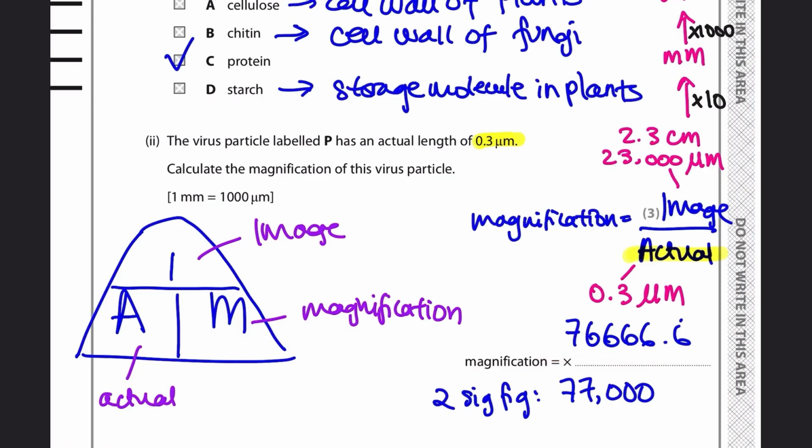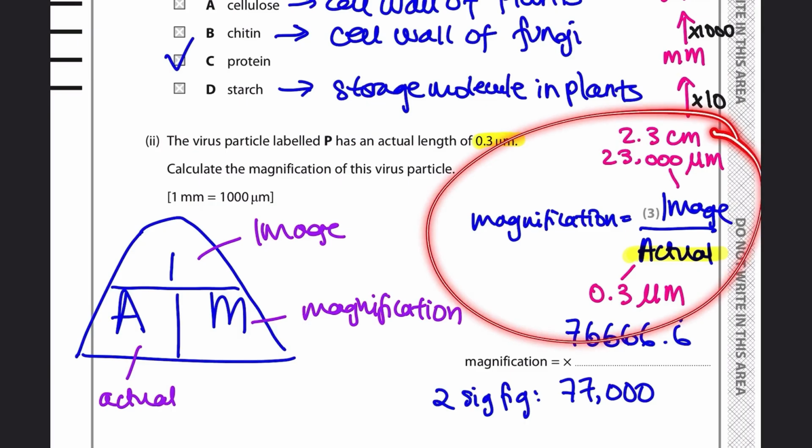So that's how you do magnification questions. Remember the formula. Remember how to convert between the different units, and you can only calculate the magnification when you have the same unit.